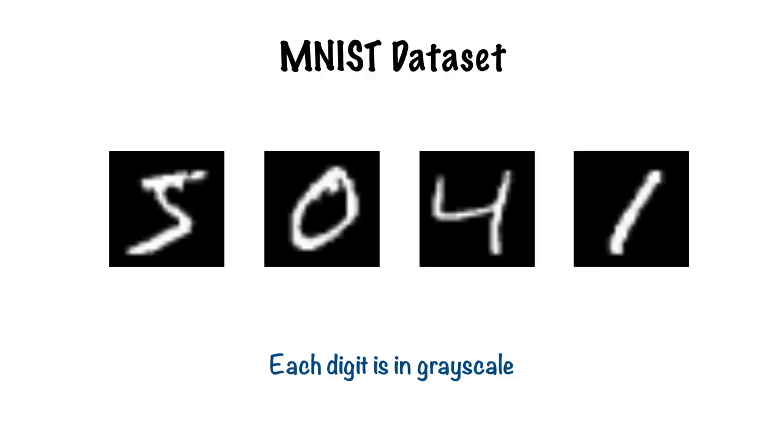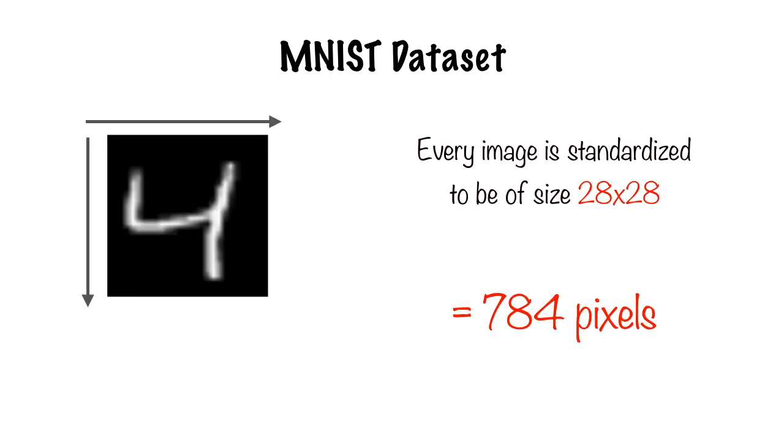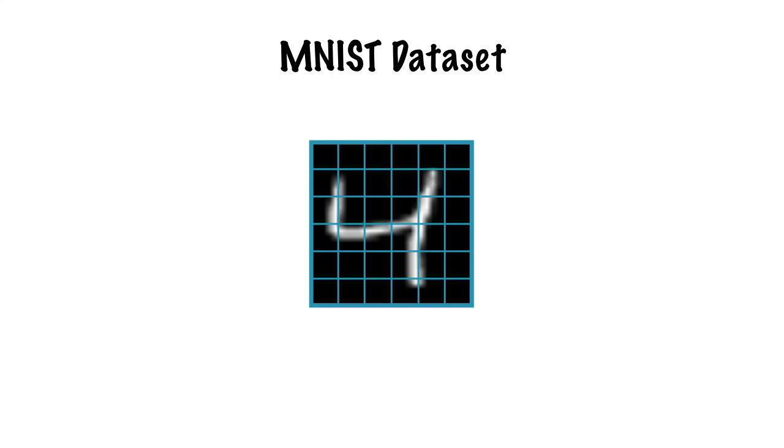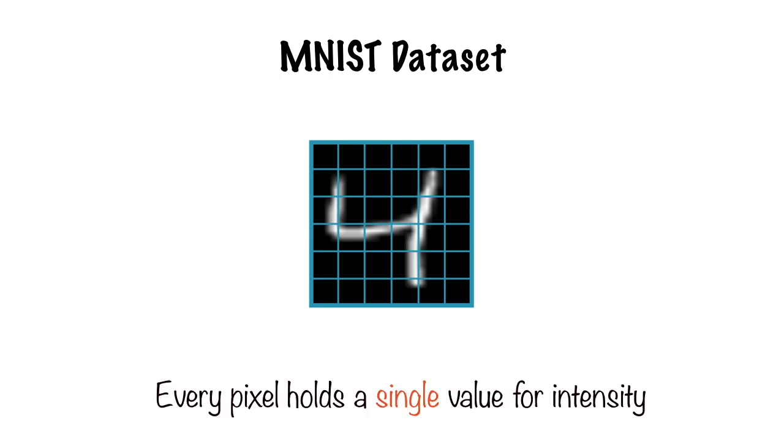This is how the images in the MNIST library look. Each digit is in grayscale, which means it has just a single channel. Every image has a standard size. Every image is of size 28 by 28, 28 pixels width and 28 pixels height, which gives us a total of 784 pixels to represent one image in the MNIST dataset. You can imagine every image as being subdivided into a grid where different cells of the grid hold one pixel value. Every pixel holds a single value for the intensity of that pixel. Remember, this is a single channel image.